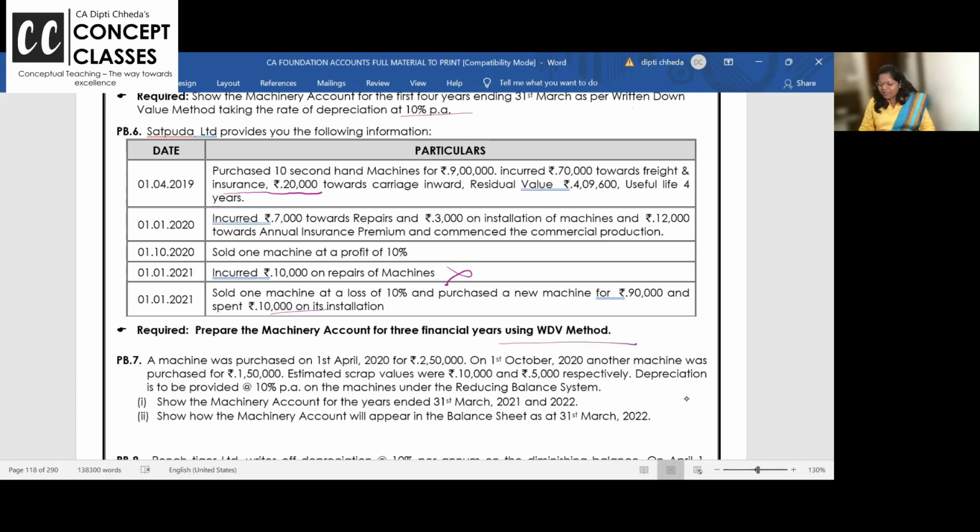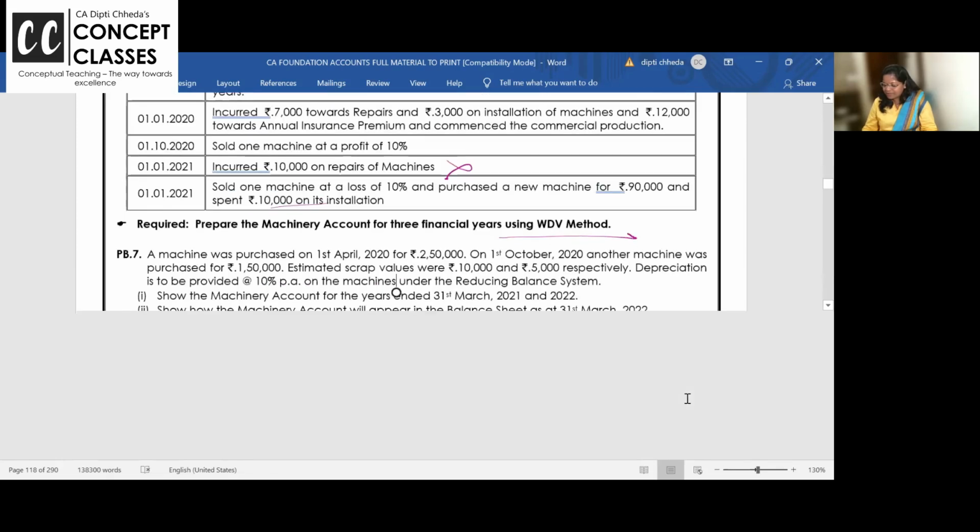Now you are required to charge depreciation by WDV method. But for WDV, they have not given you the rate of depreciation, but they have given you the original cost, the residual value and all. So can we calculate? Yes, put together. Right, chalo. Sixth problem we are doing now in class.